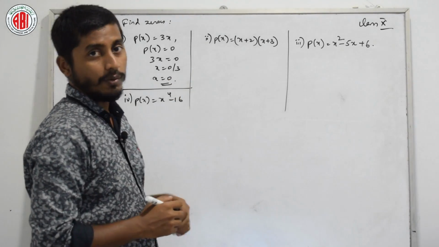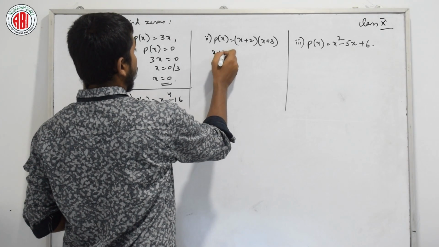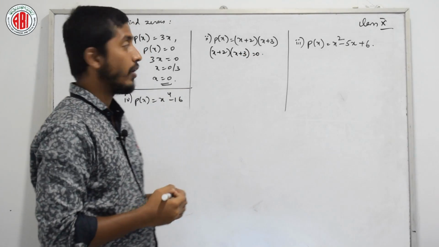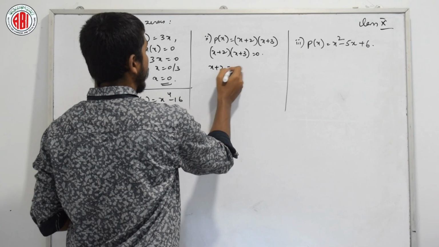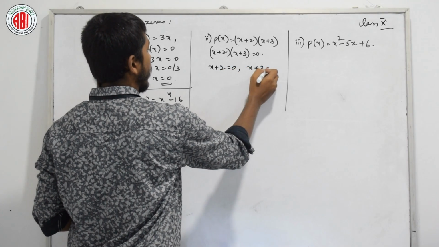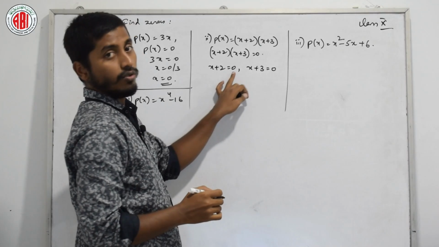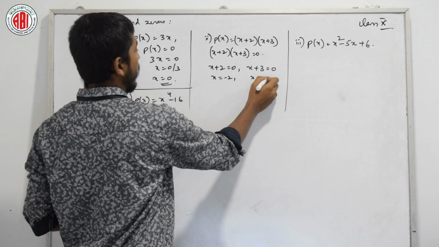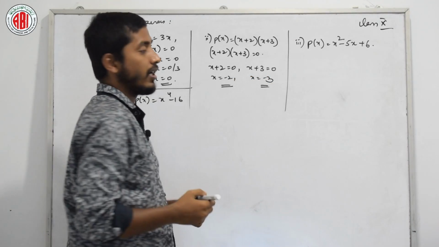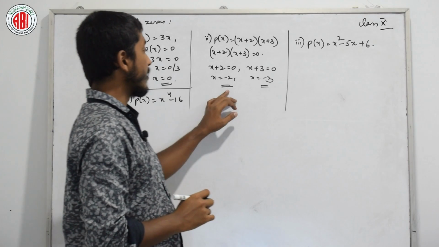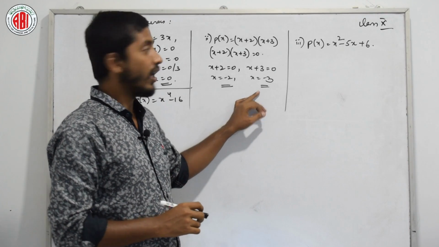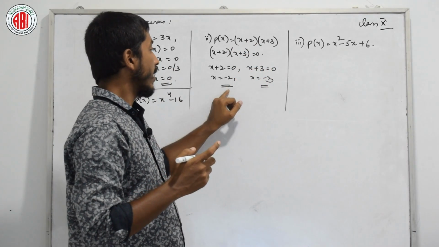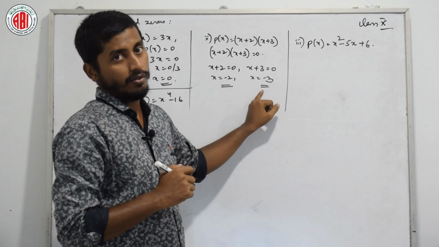Similarly, let us equate the second polynomial to 0, that is (x plus 2) into (x plus 3) equal to 0. When will this become 0? Either x plus 2 must become 0 or x plus 3 should become 0. Now, if this plus 2 goes to that side, it becomes minus 2. If this 3 goes to that side, it becomes minus 3. Therefore, the zeros of the polynomial are x equal to minus 2 and x equal to minus 3. Even if we multiply these both, we get degree 2. Therefore, we know that a degree 2 polynomial will have 2 zeros.